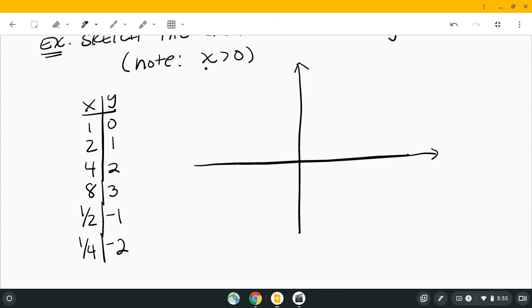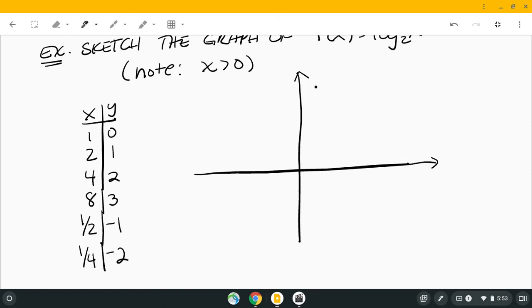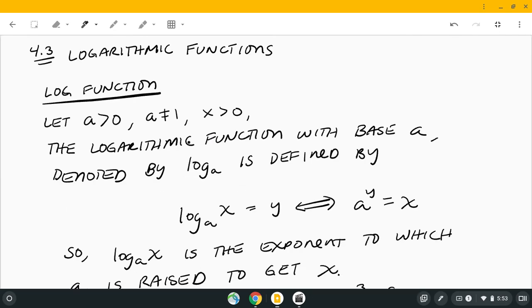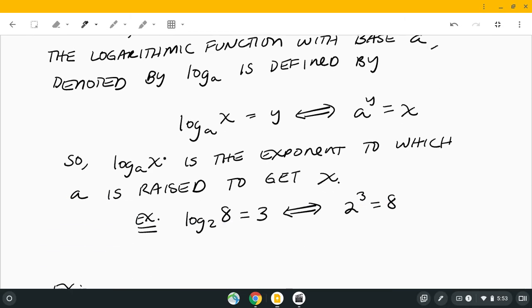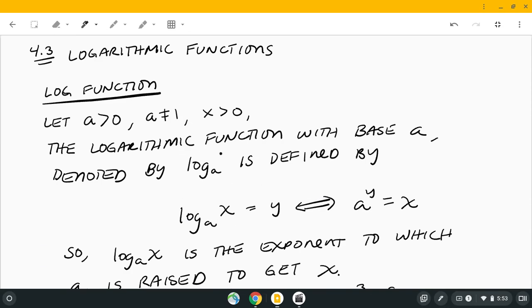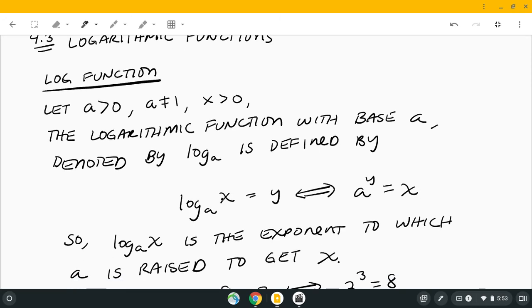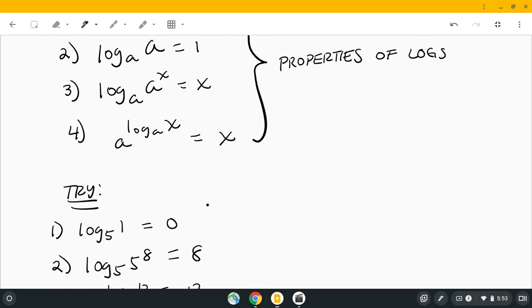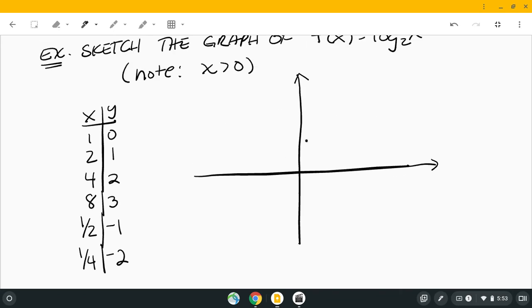So we made this note here that x is greater than 0, and that comes from way up here. For log functions, that's part of its domain. The domain is that x has to be greater than 0. So if x is greater than 0, then my graph will be over here, because this is my x-axis, and x is greater than 0 over here. X is negative over here, so I am not going to have a graph over here. It will be somewhere over here.